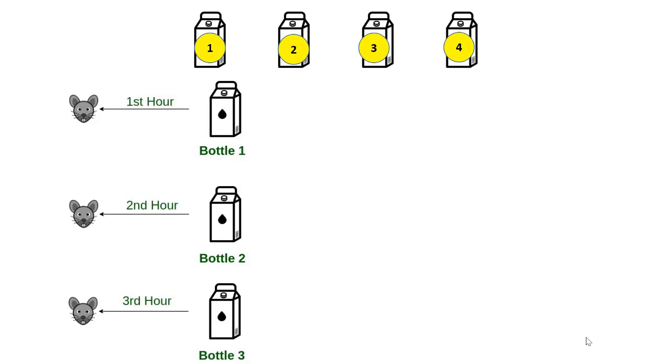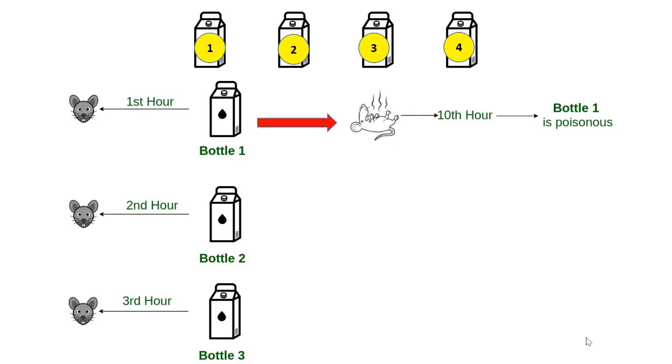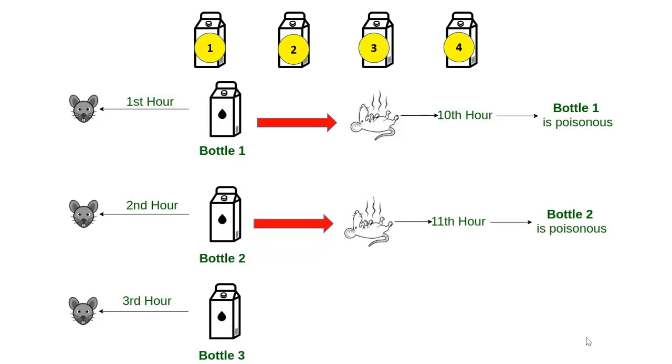Let's analyze the outcomes. If the rat dies exactly after 10 hours, the first bottle is poisonous because this is the first bottle which is fed to the rat, and as per the problem statement, the rat will die exactly after 10 hours of drinking the poison bottle. Hence, if the rat dies after exactly 10 hours, then the poison bottle is the first bottle. If the rat dies after 11 hours, the second bottle contains poison because the second bottle was fed to the rat at the start of the second hour. 1 plus 10 is 11, hence if the rat dies after 11 hours, the second bottle is poisonous.